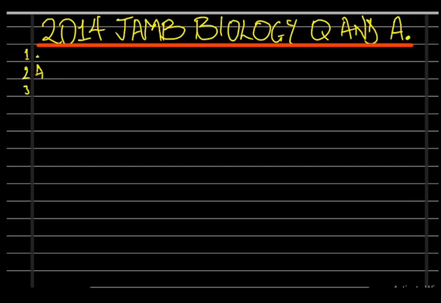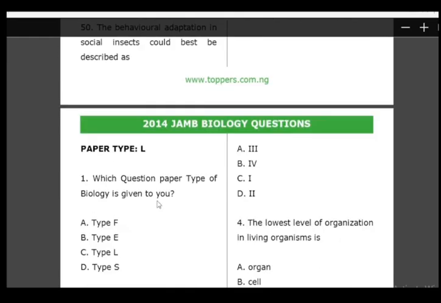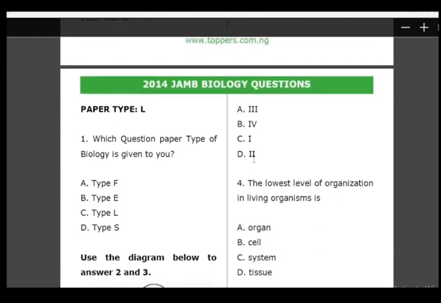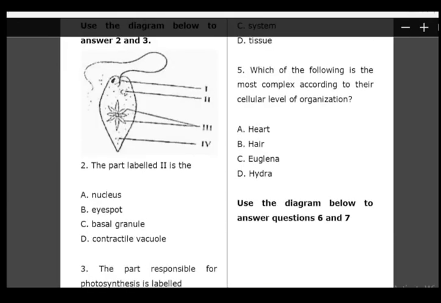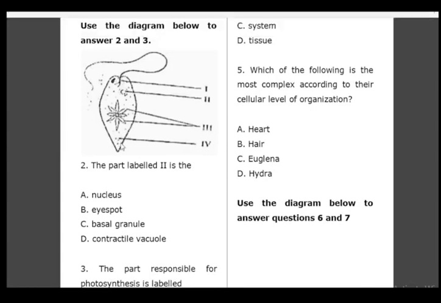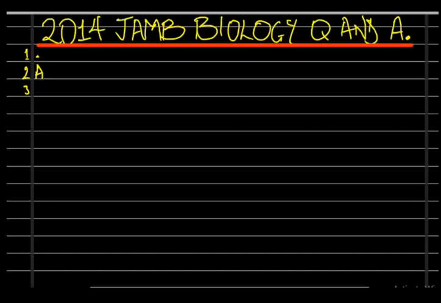So we'll move straight to question 3. The part responsible for photosynthesis is labeled Roman numeral 3, Roman numeral 4, Roman numeral 1, Roman numeral 2. The part that is responsible for photosynthesis is this part here, which is the chloroplast. So that is the Roman numeral 4, which is option B.